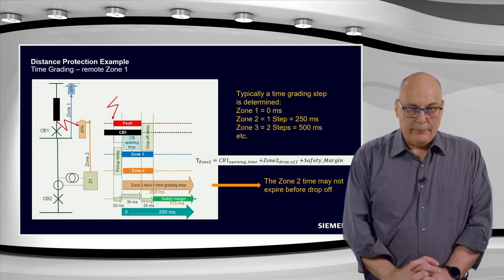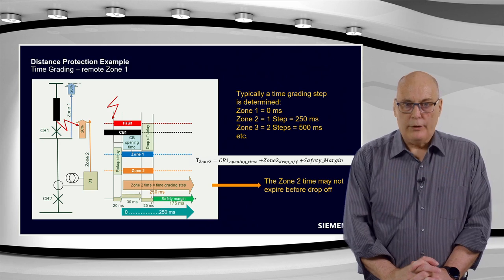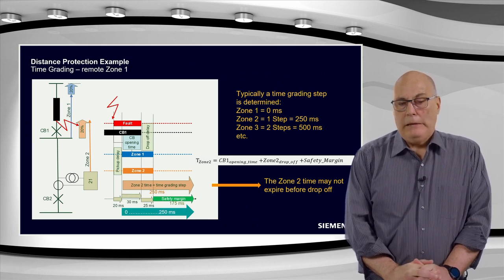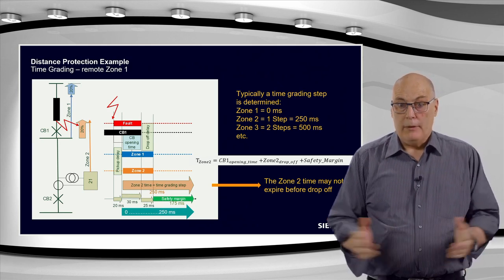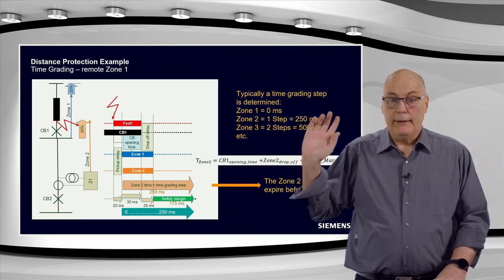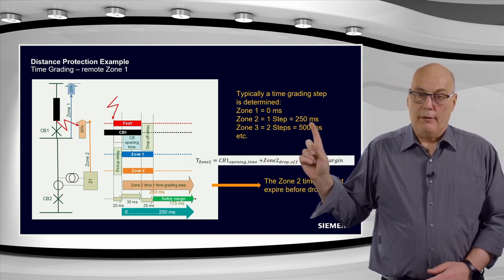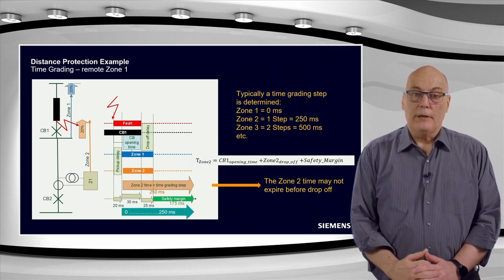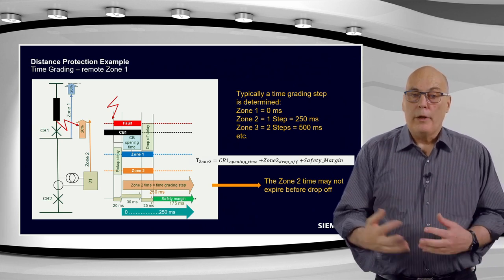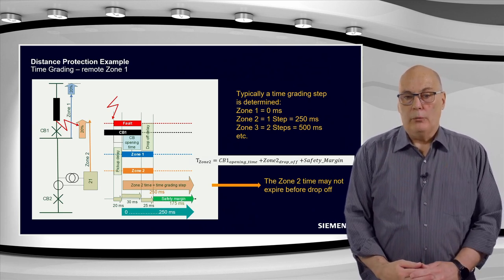All right, time grading. What I wanted to get to. Time grading is something that when someone just accepts that, okay, my time grading step is 250 milliseconds or 300 milliseconds or something like that. In this example, we're calculating a 250 millisecond time grading step. But where does that come from? Why do we use that?